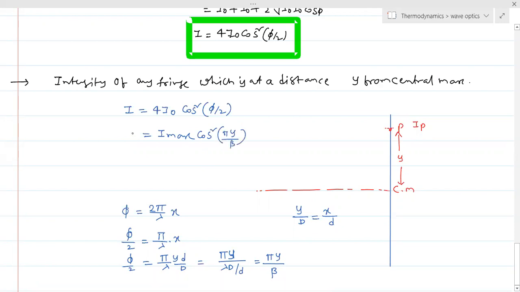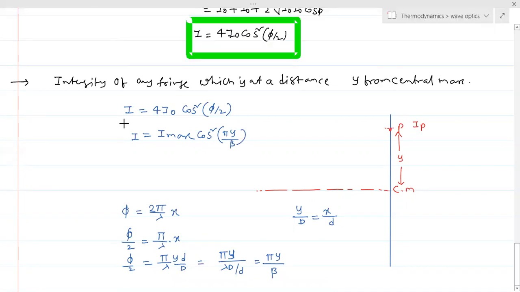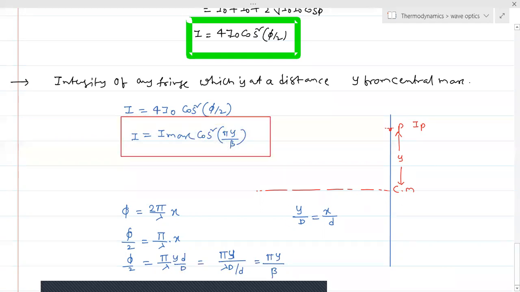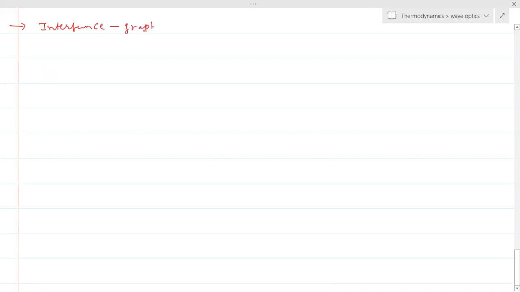So this is an important and easiest way to analyze the intensity at any point on the screen. So this is very important for advanced. So now we will analyze the interference pattern, its nature. So interference graph we are going to discuss.